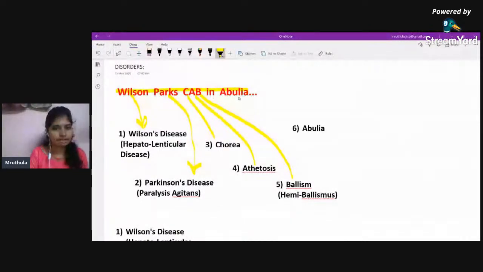And then abulia refers to abulia. Abulia is another disorder, right? So these are the disorders you need to keep in mind. There's another disorder called kernicterus. We'll just have a word about it in the last. But now you need to remember these disorders. So just remember Wilson parks the cab in Abulia. Now let's see one by one.